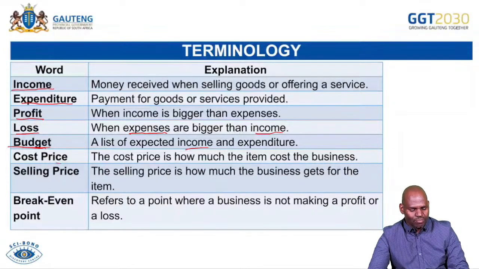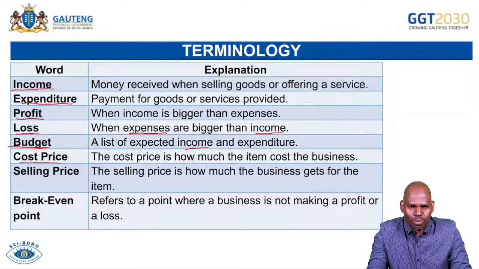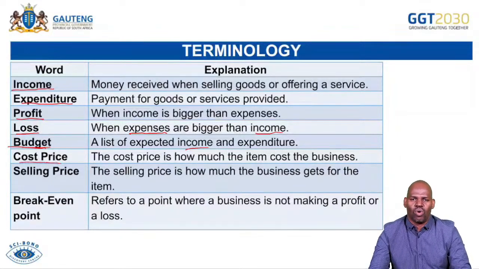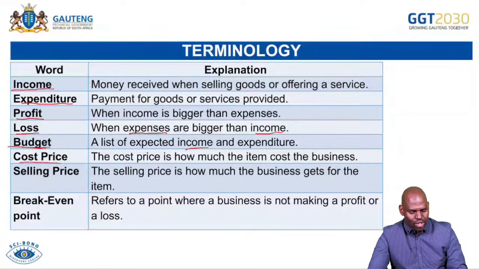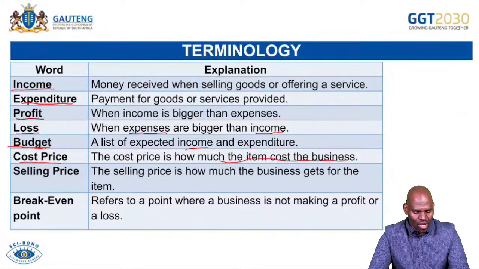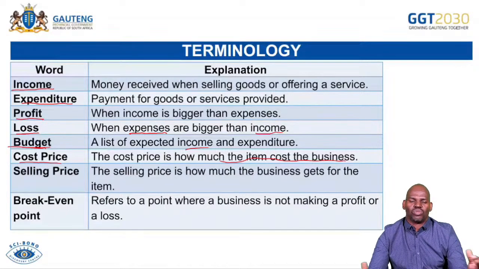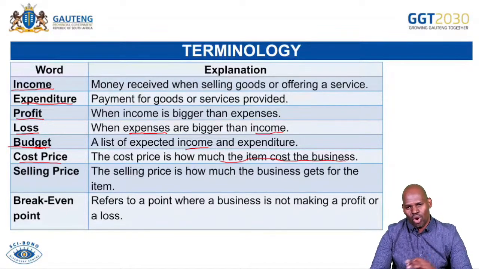And then cost price. Now think about the cost price. If you are running a business, you have to go and buy stock. In common language, we say you go and buy stock, then you pay a cost price. The cost price is how much the item cost the business. So that is a cost price. And then of course, selling price. After buying the stock, obviously you're going to sell it, but you'll have to sell it for a little bit more than you bought it for.